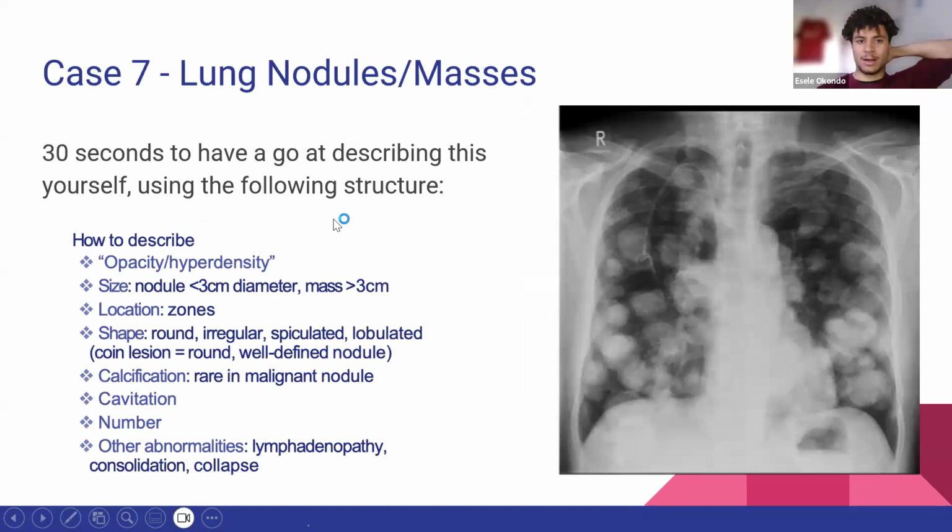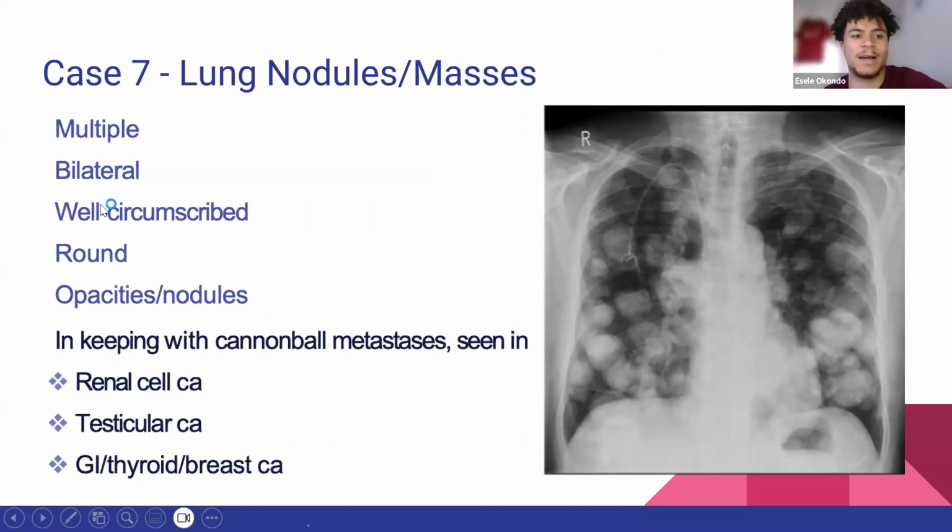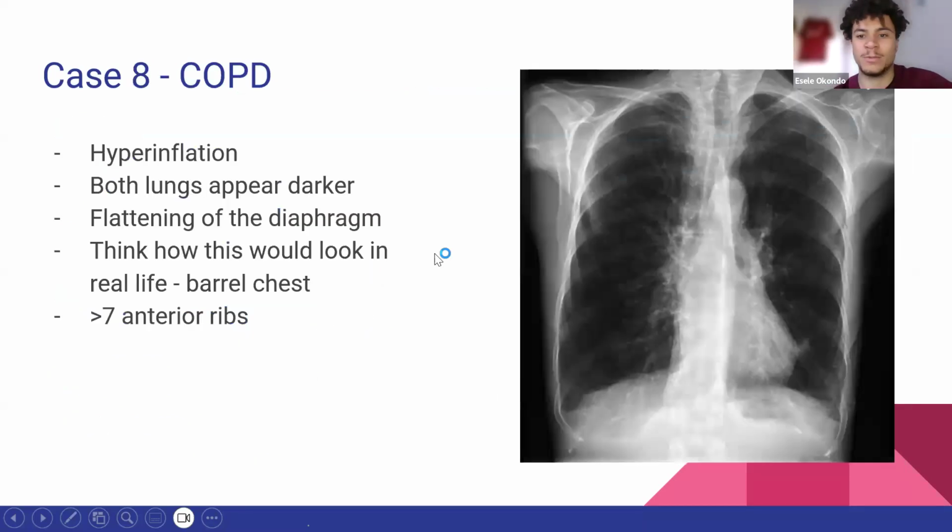Case 7 is lung nodules and masses. We won't go through this for the sake of time, but here you have multiple bilateral, well circumscribed round opacities. So this is cannonball metastasis from renal cell carcinoma, testicular carcinoma, or GI, thyroid, breast cancer, which have metastasized to the lungs. And cannonball metastasis is a thing that you'll see in questions.